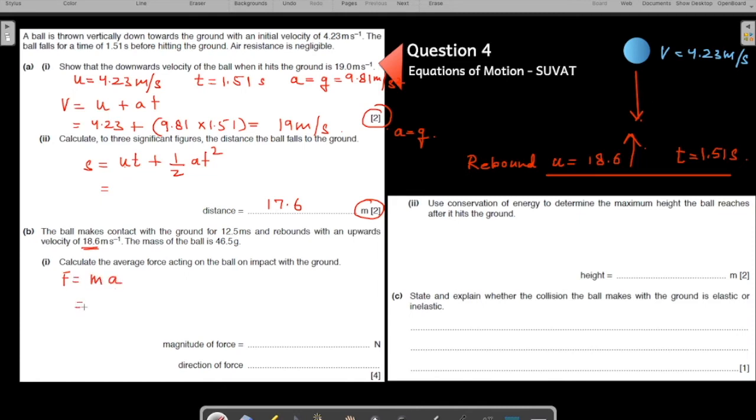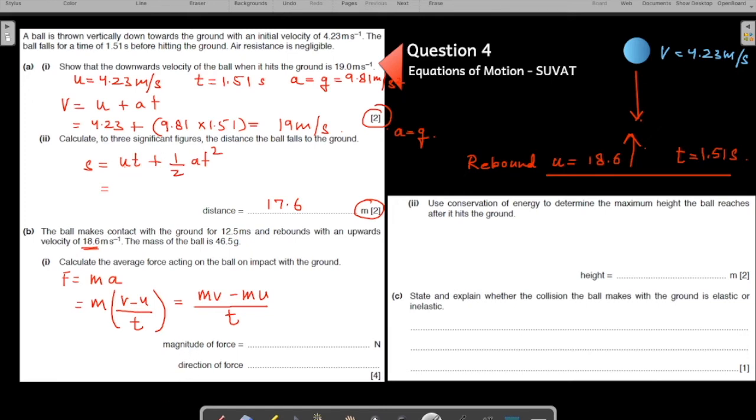a is what? (v minus u) over t, which is the same as (mv minus mu) over time. What is happening? The change of momentum. What are we doing here in the numerator? It is mv minus mu, the change of momentum per unit time. That's one way of saying it, or you can calculate the acceleration separately and multiply it with the mass. It's the same thing.